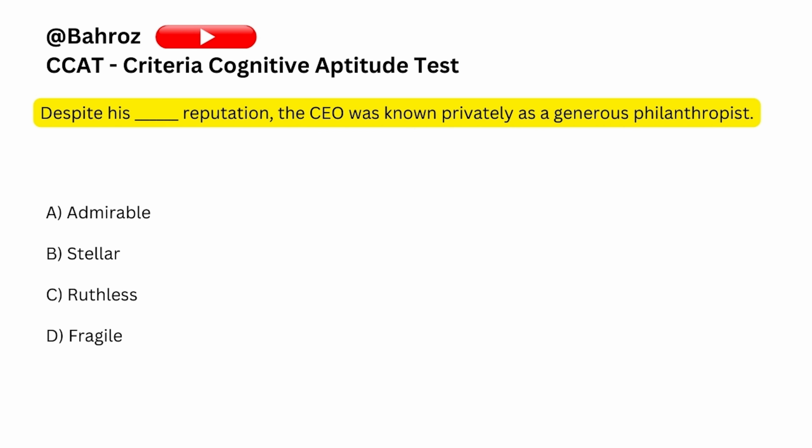That contrast makes sense. Now options A and B, admirable and stellar, are both positive words just like generous, so there is no contrast happening, and the word despite loses its meaning entirely. Option D, fragile, does not really describe a reputation in a meaningful way here. So C is our answer.